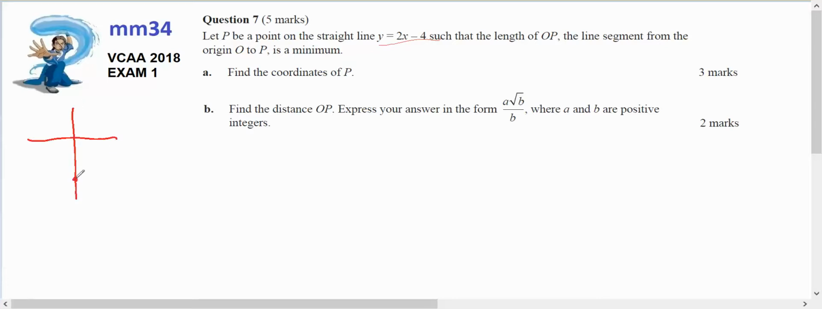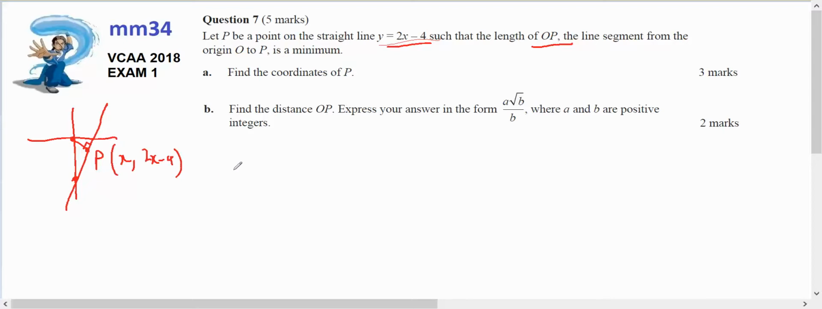So y equals 2x minus 4, with a gradient of 2. So P is somewhere on that line, and we're looking for the length of O to P, the line segment from the origin. So P must be around about there. That needs to be a right angle, therefore the shortest distance. So we're going to call that x, and I'm going to call that y is 2x minus 4, because it's along the line of y equals 2x minus 4. And we're looking for the coordinates of point P.